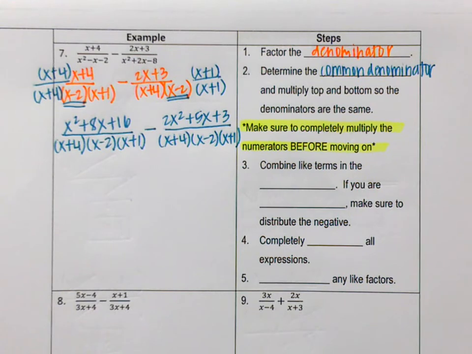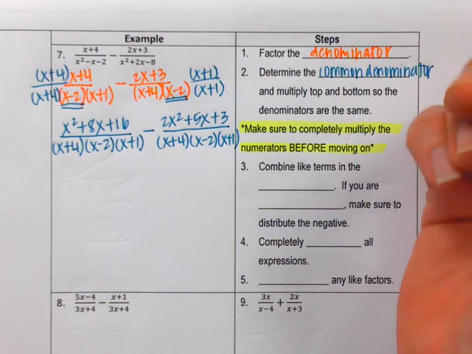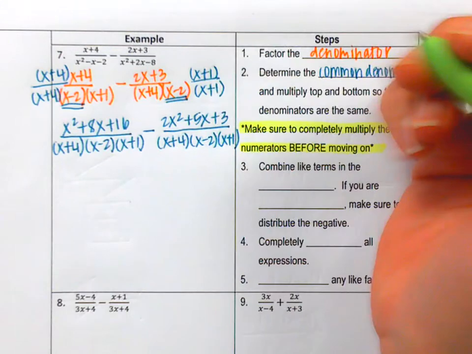is to combine like terms in the numerator, just like we would if we were adding fractions. If we were adding fractions and we had gotten a common denominator, all you do is add the tops together. So we're going to do that now. Combine like terms in the numerator.